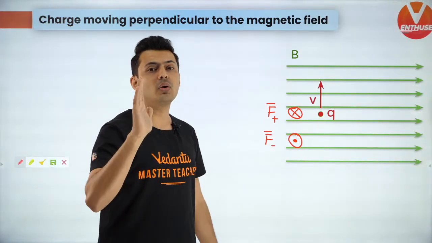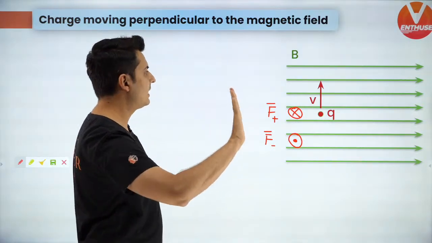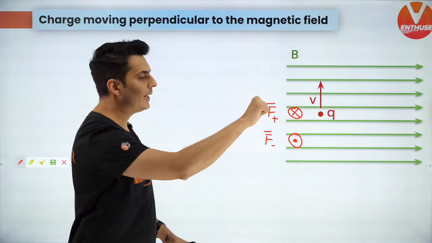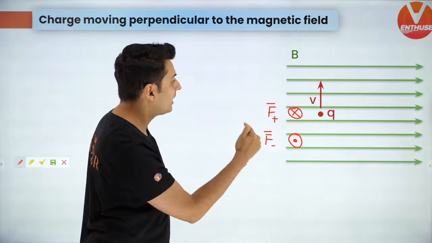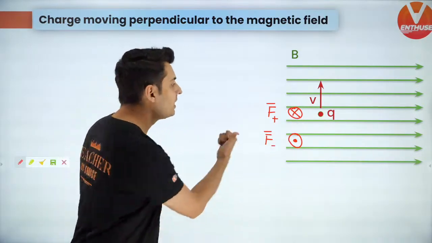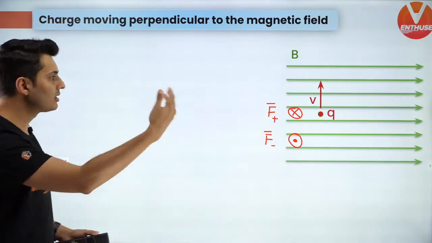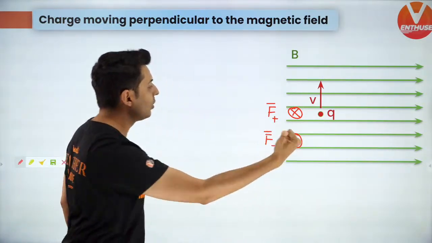So what you need to do to find the direction of the force: first point your four fingers of your right hand in the direction of velocity, bend them towards the magnetic field, and automatically the thumb will point in a particular direction. That is the direction of the force acting on the particle. But that is for a positive charge. If it is negative, it will be exactly opposite to your thumb's direction. So it is not definitely in the plane, it's going inside the plane. This one is coming outside the plane.